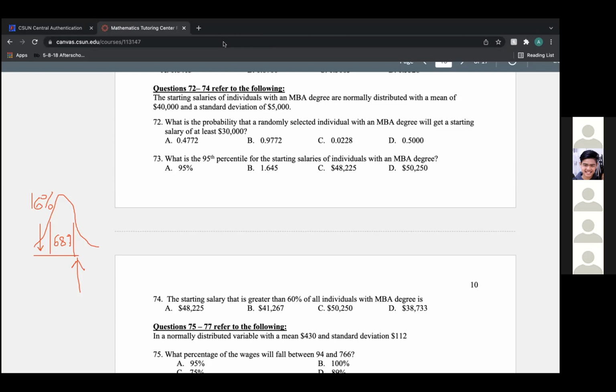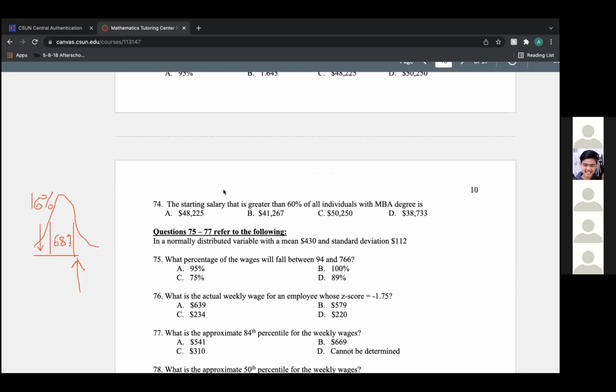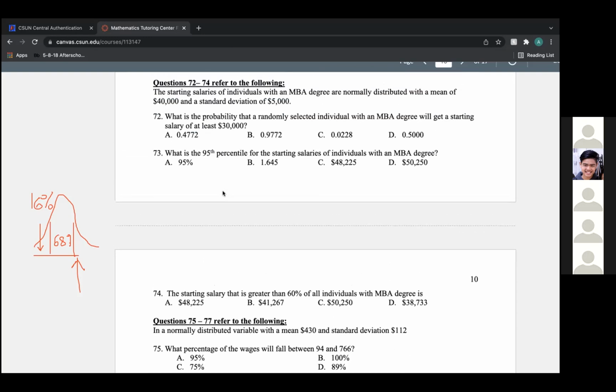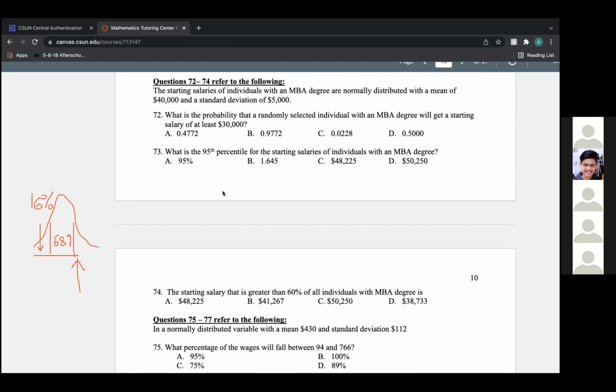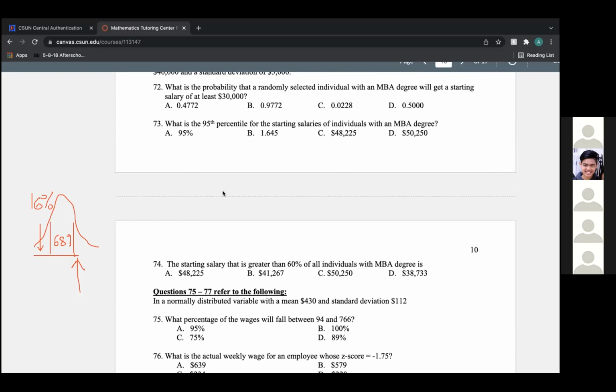74. The starting salary that is greater than 60% of all individuals is what? Boom, done. That's how long it should take. These things should be very quick once you get the hang of it. I got B. I got B too. All right, awesome. The only change you make is making 0.95 equal to 0.6. Everything else is exactly the same.